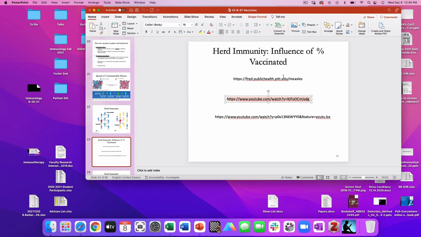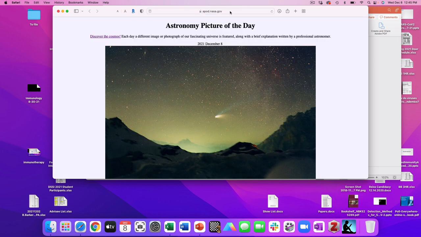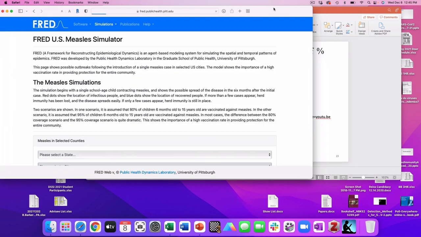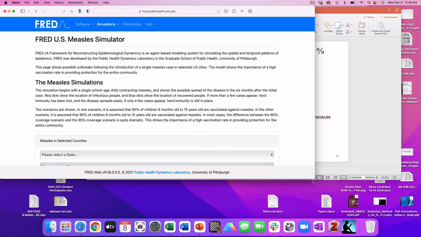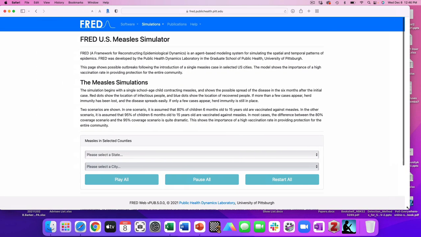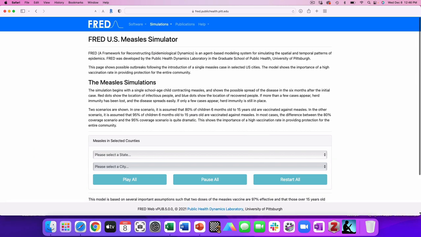Which is this one? So this is going to be specific to measles. Measles is the most transmissible virus we know of. So it's the one that needs the highest percentage of people vaccinated for herd immunity.